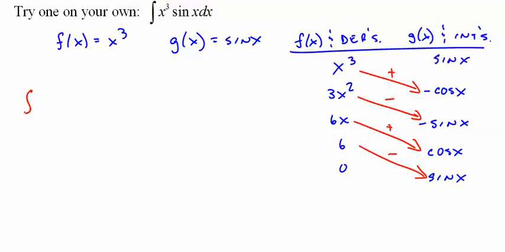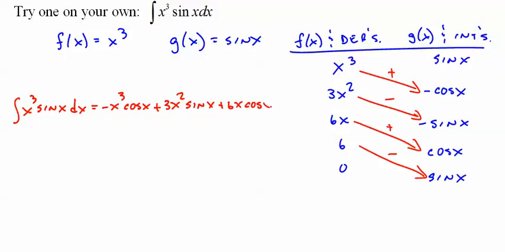So integral of, try and fit it all in here, x to the third sine of x dx is negative x to the third cosine of x plus, because the negatives cancel, 3x squared sine of x plus 6x cosine of x, can't quite fit it all in, minus 6 sine of x plus c.